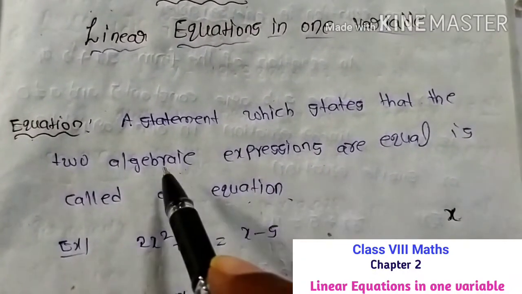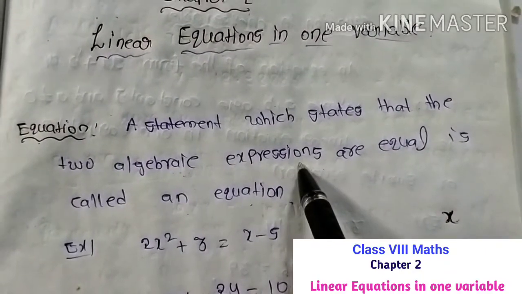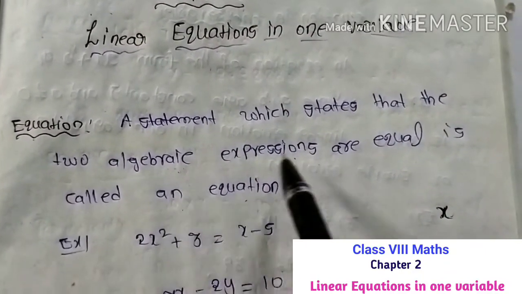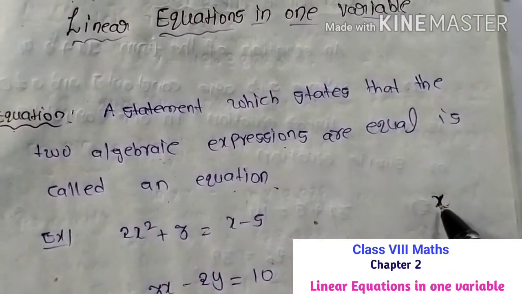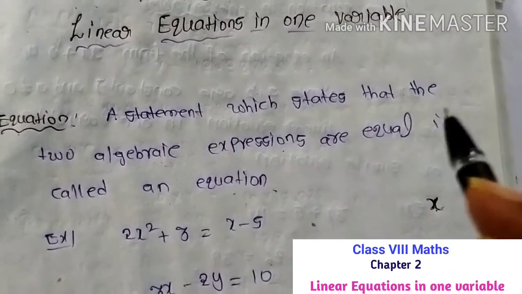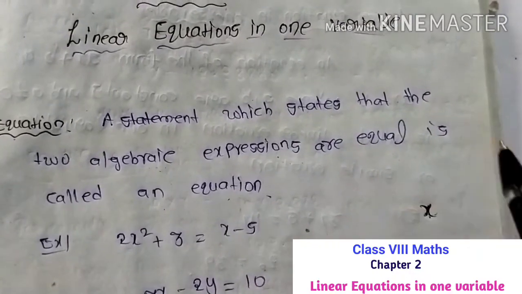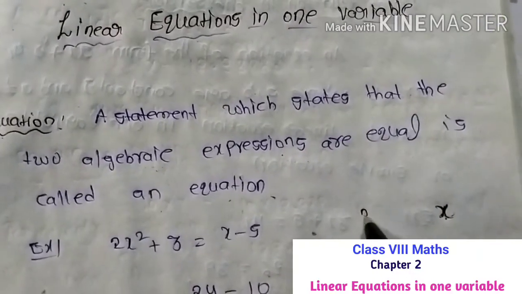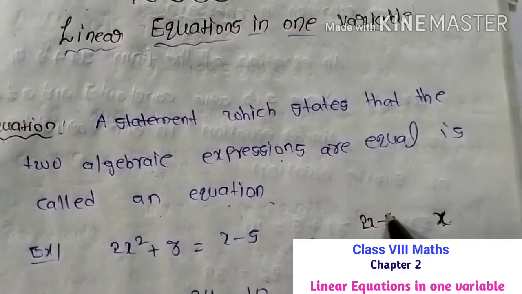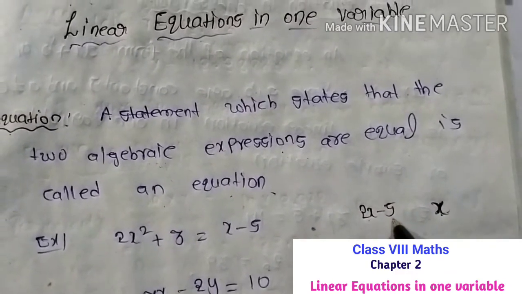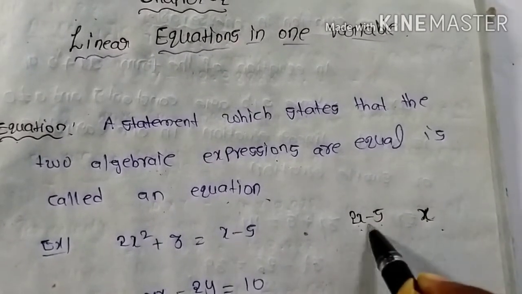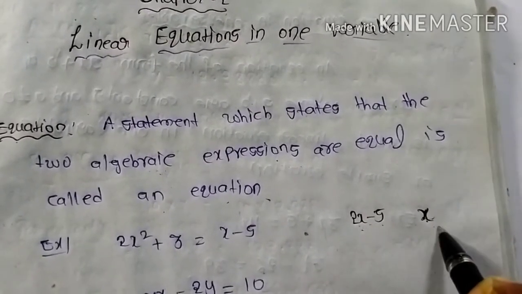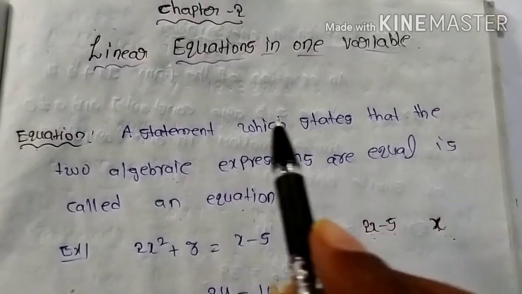First of all, do you know what is meant by an algebraic expression? You have studied it in the 7th class. An algebraic expression means a term, a single term. For example, x is a single term, and there are also combinations of terms. I am taking here 2x minus 5. You can see 2x minus 5 is one algebraic expression, and x is another algebraic expression. That means I am taking two algebraic expressions, yes?